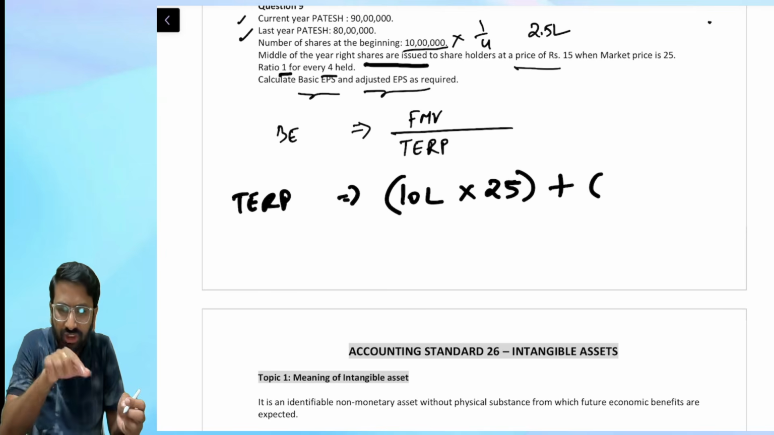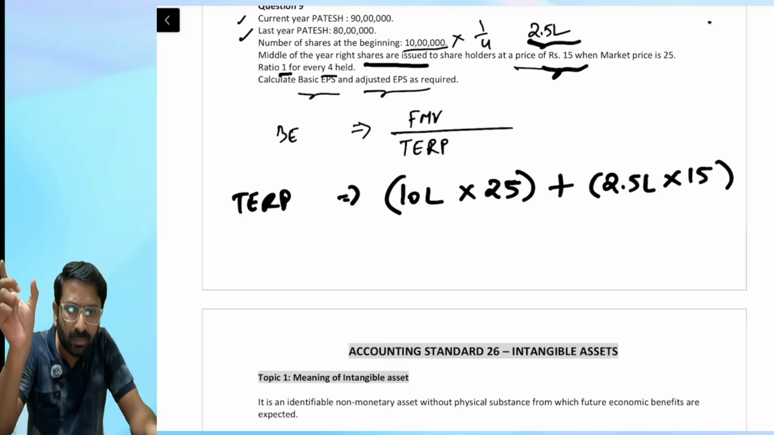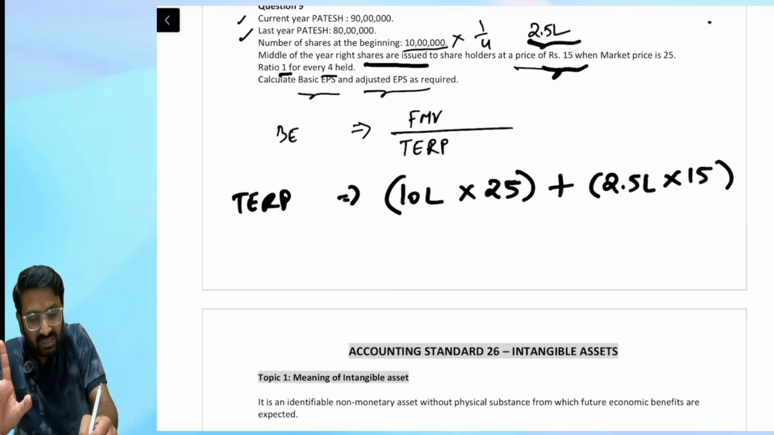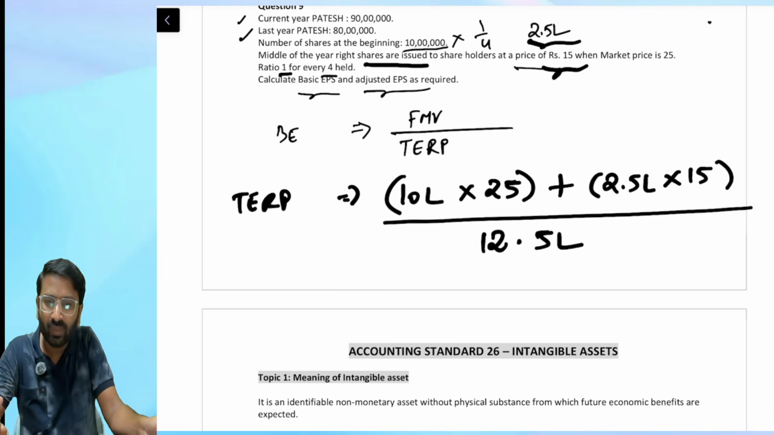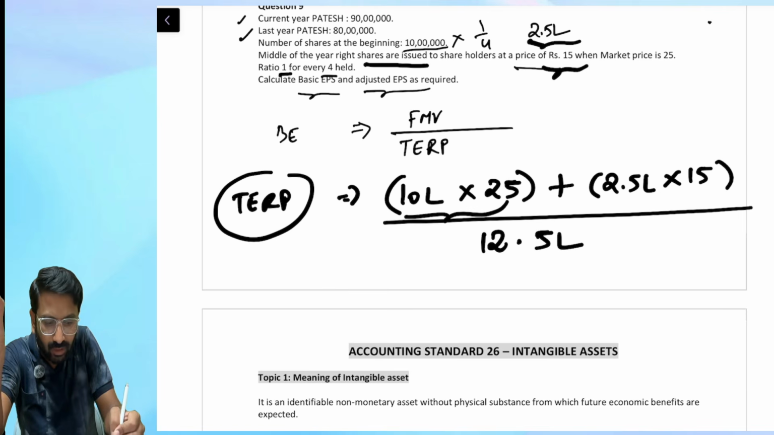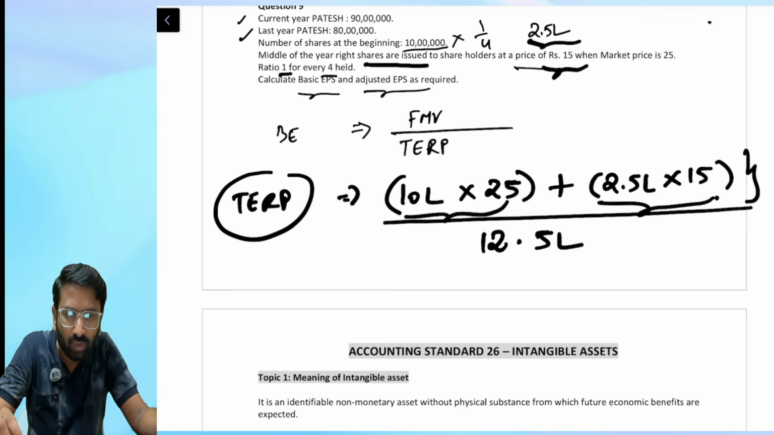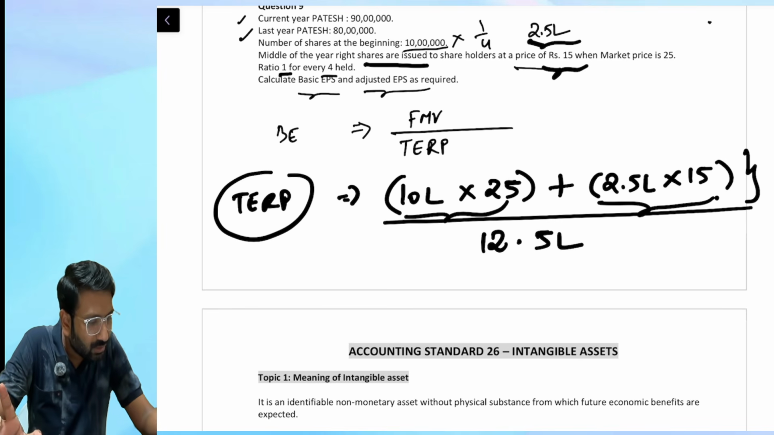Plus new shares. How many new shares are going to be given? 2.5 lakh into issue price. What is the issue price here? 15. So existing number of shares into the market value plus number of right shares into the issue price, divided by after the right issue, how many shares are going to be there totally? 12.5 lakh. And that is what is going to give you the theoretical value of one share. It's a simple point. You have to understand that. So 250 lakhs is the wealth right now. This is the additional wealth. So total wealth of the company divided by number of shares will give you the theoretical value of one share. So just find out that. That will give you TERP.